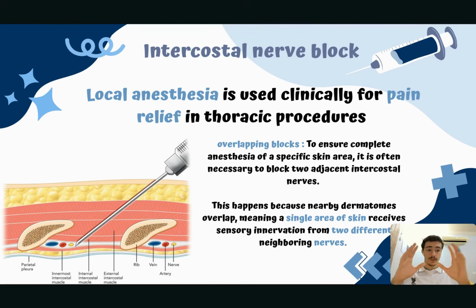block the nerve itself. In the human body, there are specific areas of skin we call dermatomes, and they are supplied by two or more nerves. So when we need to make sure that we numb this area fully, we need to inject two nerves for the same area, and we call this overlapping, to ensure complete anesthesia of the skin area. It's often necessary to block two adjacent intercostal nerves.